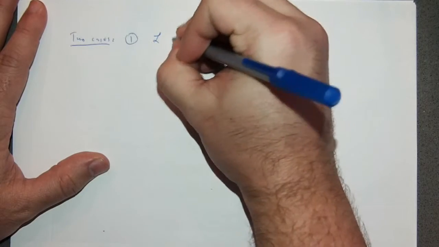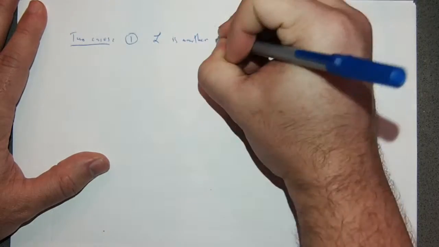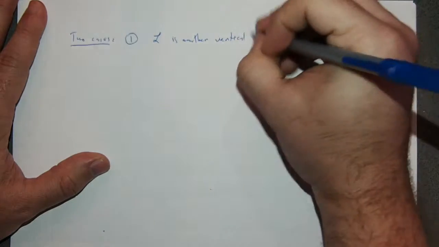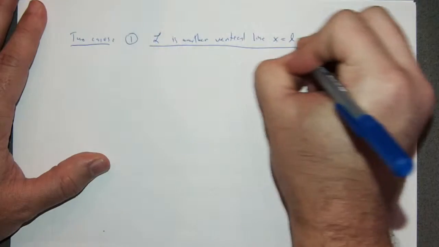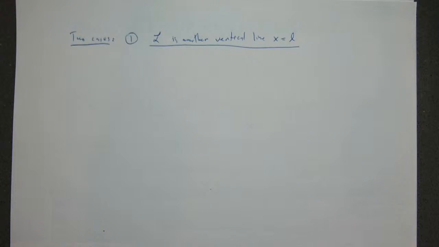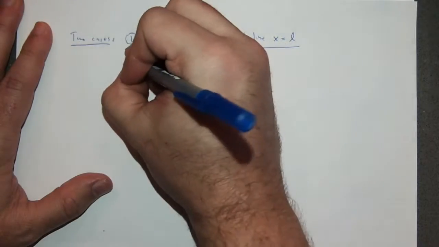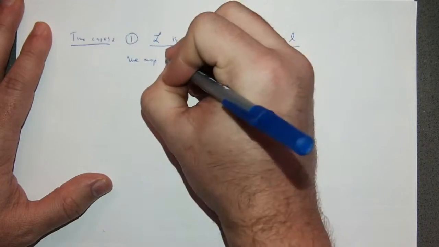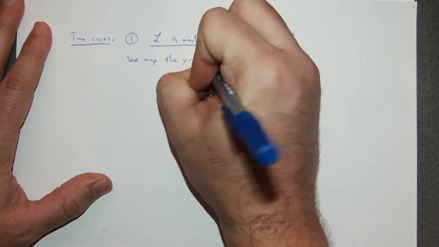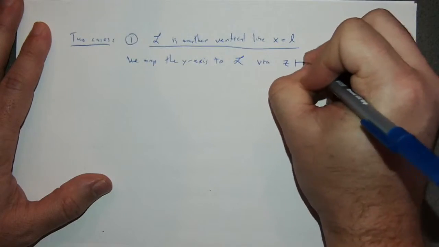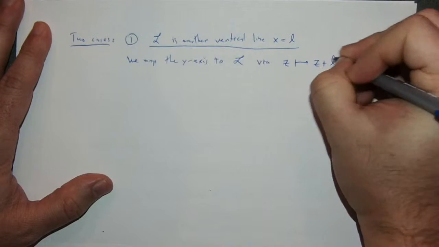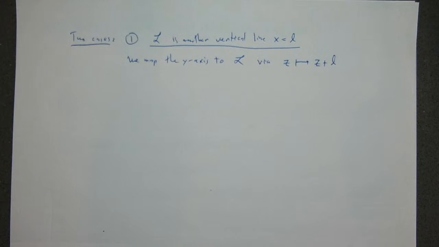So first case, what could L be? L could be another vertical line, right? L is another vertical line, like the upper y-axis. So in that case, L is the line x equals L. Well, then we map the y-axis to L via the transformation that sends complex number z to z plus L.